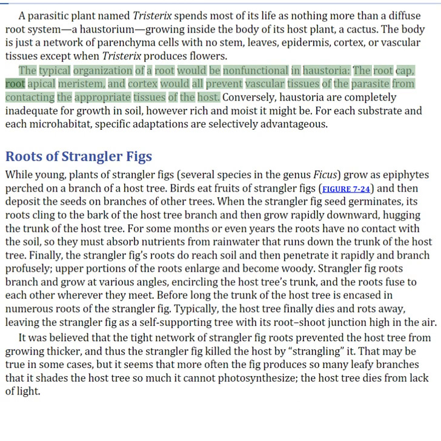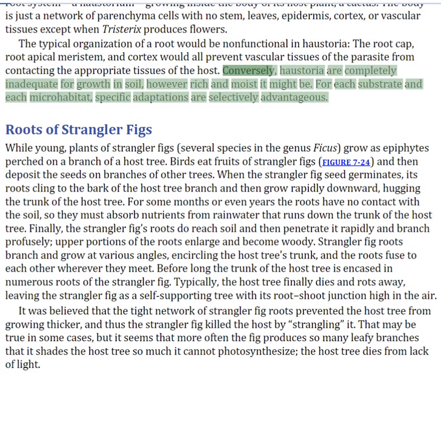The root cap, root apical meristem, and cortex would all prevent vascular tissues of the parasite from contacting the appropriate tissues of the host. Conversely, haustoria are completely inadequate for growth in soil, however rich and moist it might be. For each substrate and each microhabitat, specific adaptations are selectively advantageous.